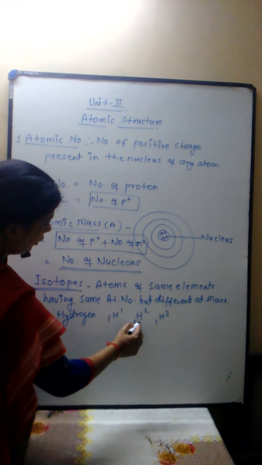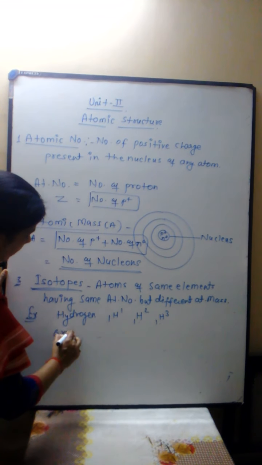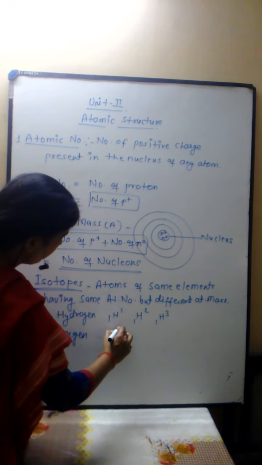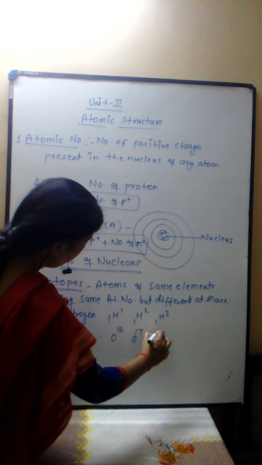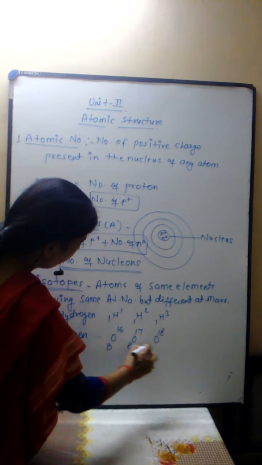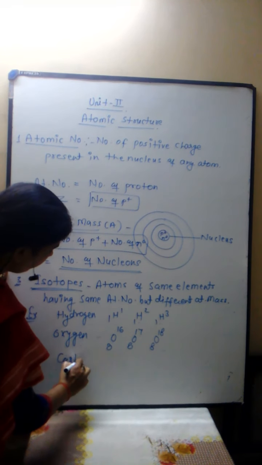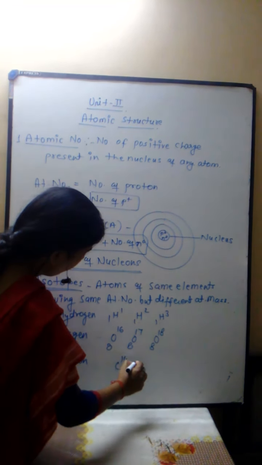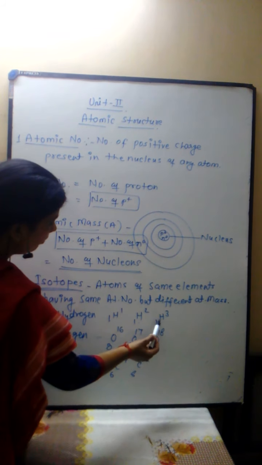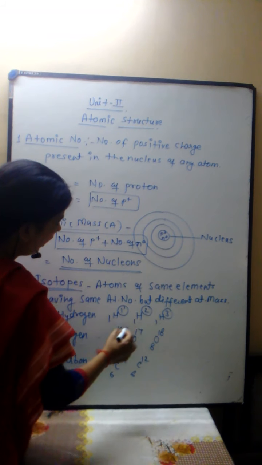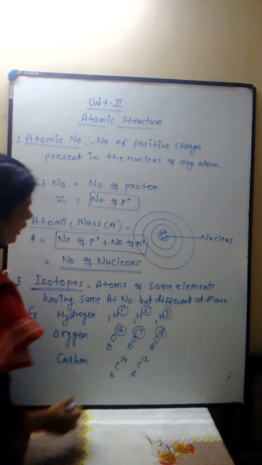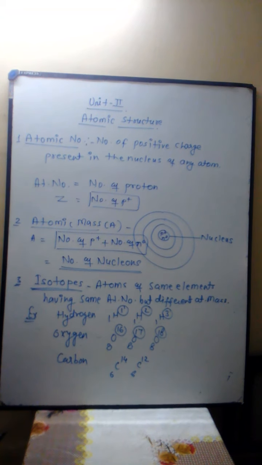Protium, deuterium, tritium. Oxygen: 16, 17, 18, atomic number 8. Carbon: carbon 12 and carbon 14. So these have the same atomic number but different atomic mass and are known as isotopes of each other. Isotopes basically differ in the number of neutrons.